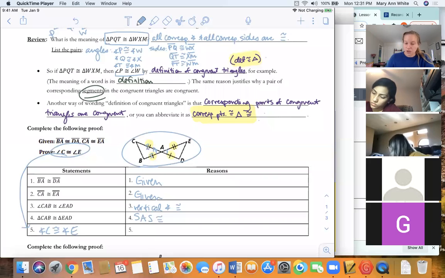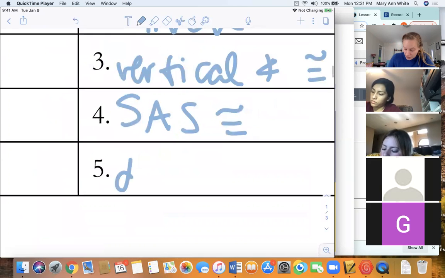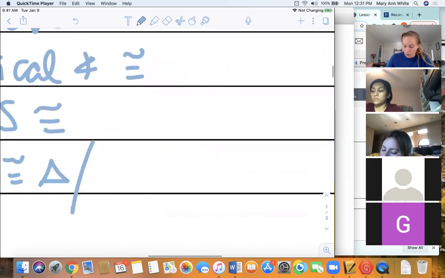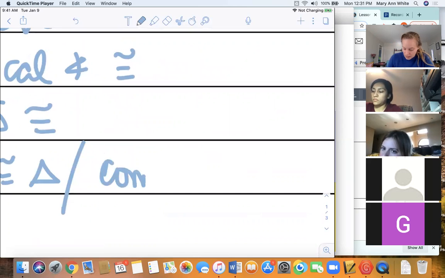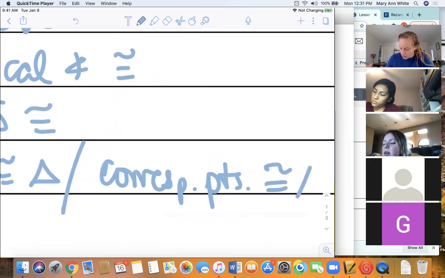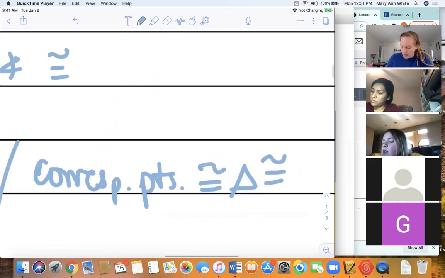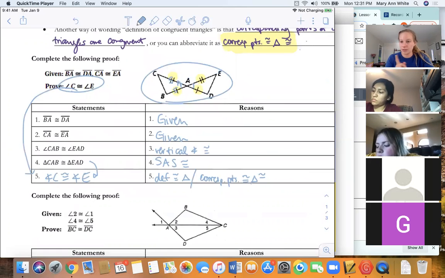If I prove that these triangles are congruent, I can say any of their other pieces are congruent because of definition of congruent triangles or corresponding parts of congruent triangles are congruent. I will always write both because I know that some of you will write each one. You only have to write one of them. So I don't care which one you like. Pick that one, go with it.